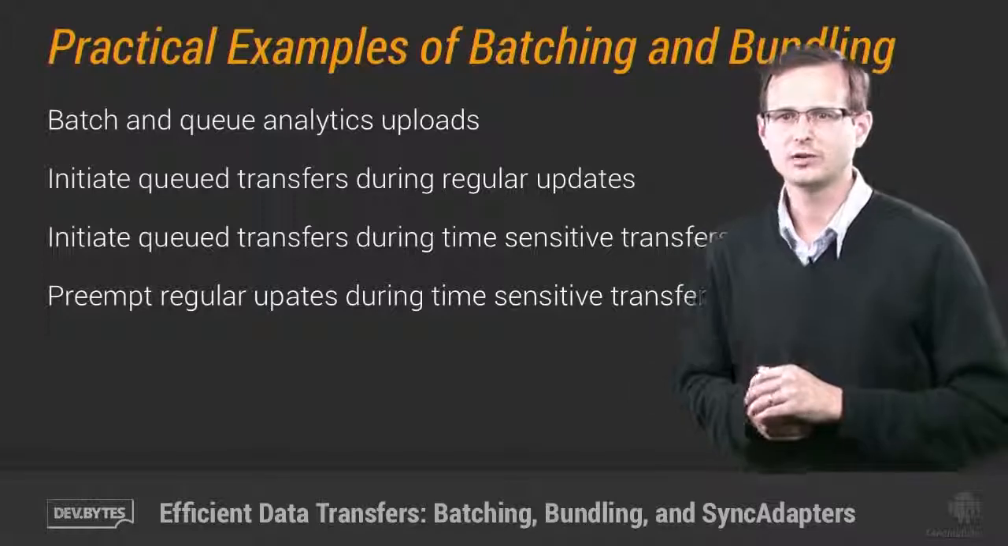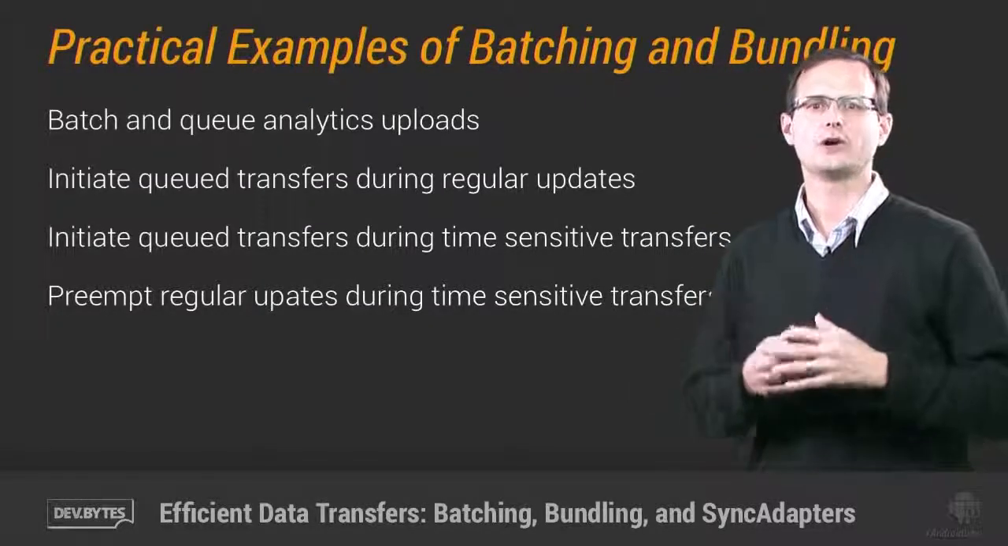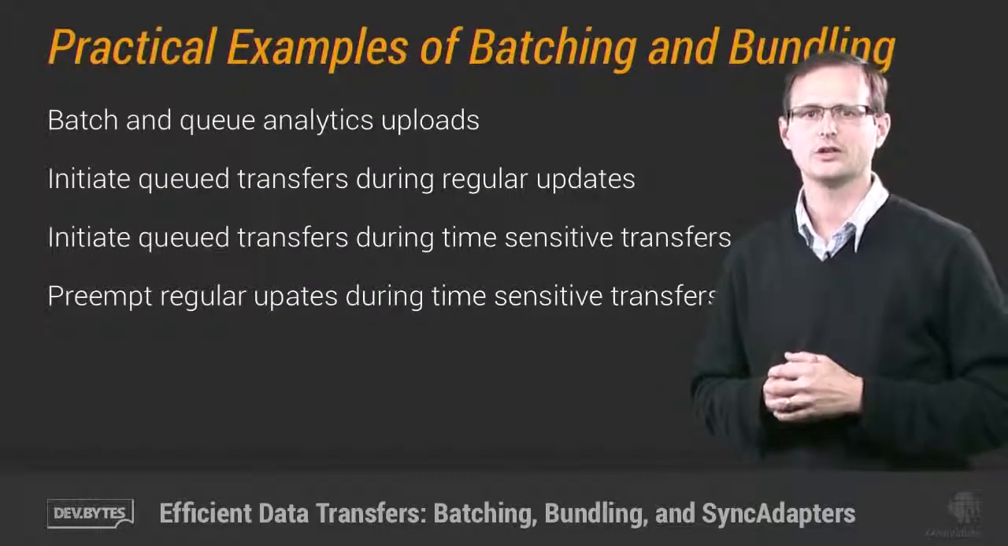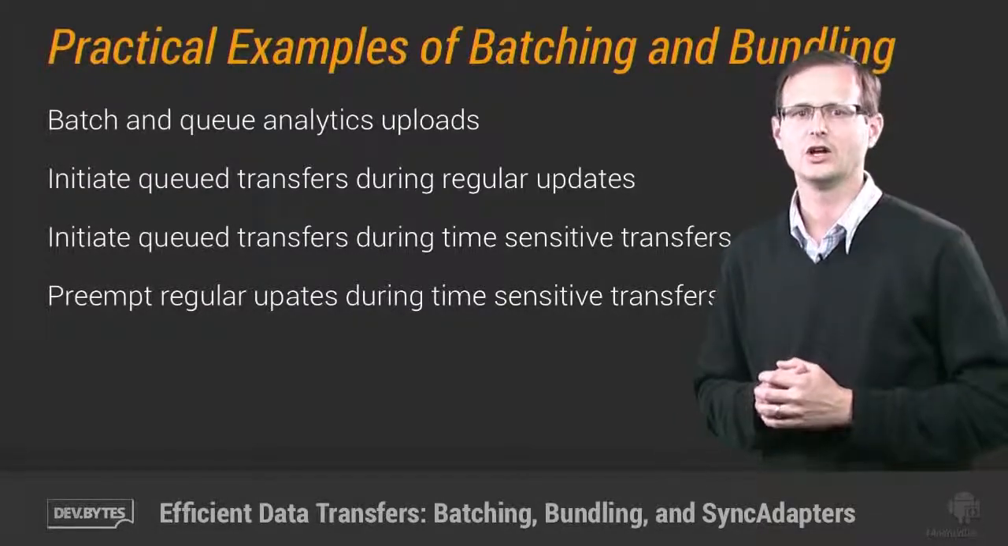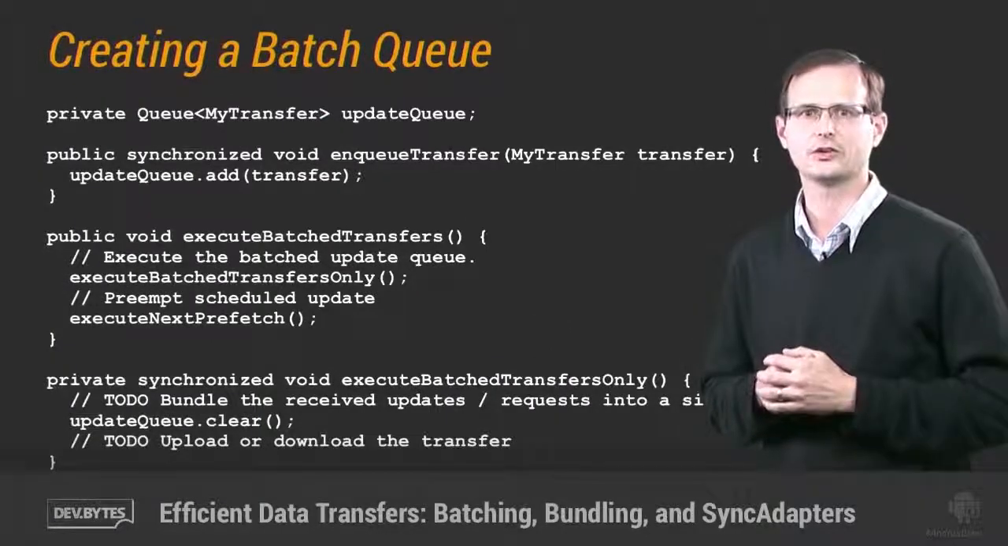In each case, you're attempting to mitigate the cost of the transfer either with a delay-tolerant upload or a planned future download by having them piggyback on the time-sensitive ones. So now let's look at some techniques that you can use to implement these best practices. You can start by creating a batch queue to offset those delay-tolerant uploads.